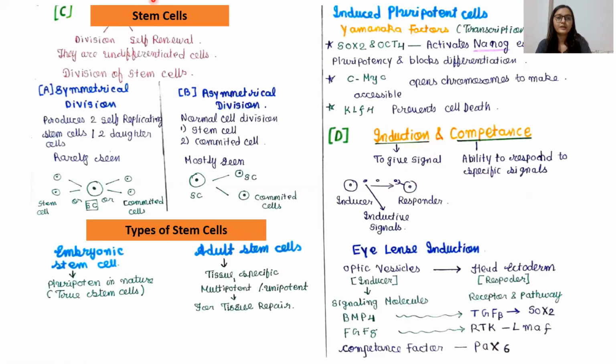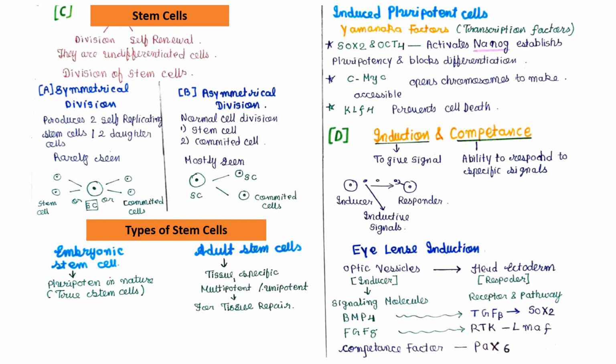So first of all, what are stem cells? Stem cells are a type of cells which have the activity to divide, and the activity of division is such that they have self-renewal property. They are undifferentiated cells, which means they are not differentiated, so they can form all cell types. So basically, there are three properties of stem cells from the definition: they can divide, they have self-renewal property, and they are an undifferentiated mass of cells.